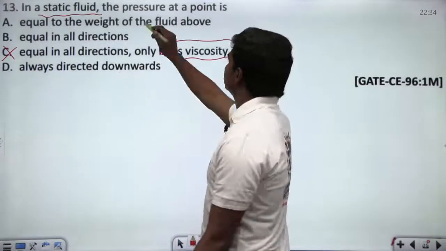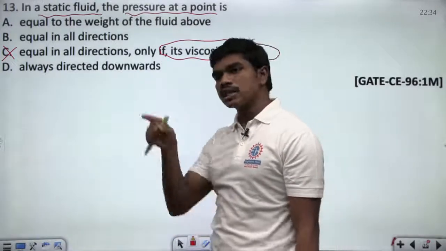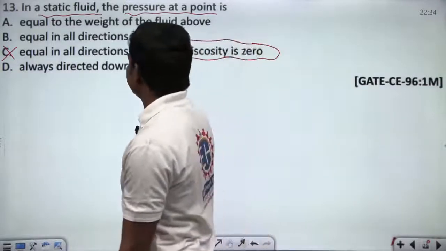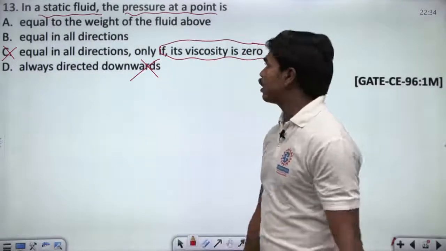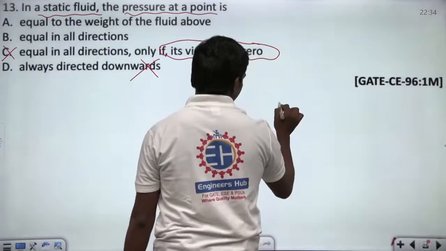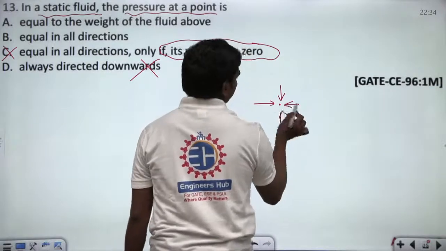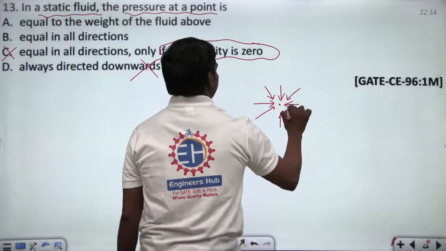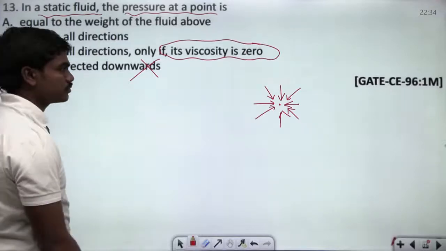Always directed downwards. He is asking about the pressure at a point. Weight is always directed downwards, but pressure need not be, because in any direction, pressure is the same. So you know that. So it need not be directed downwards. Next, equal to the weight of the fluid above. No. Look, because when the fluid is static, the pressure at this point is equal in all the directions, correct? Yes or no? It's equal in every direction. So definitely we can write this is the best option, equal in all the directions.